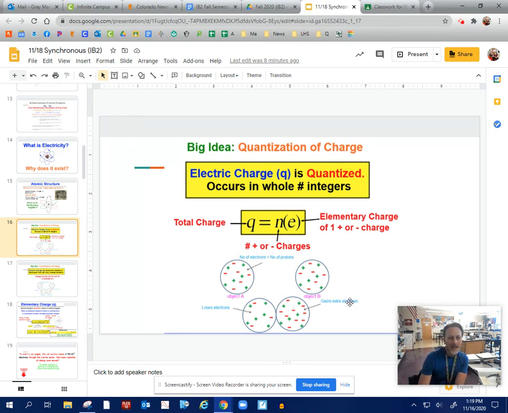Okay. Now, in any sort of object, you're going to have this balance between these things, and you're going to see this idea of becoming neutral or having net charges on it. But the big idea to start with is charge is quantized. It exists in whole number increments.